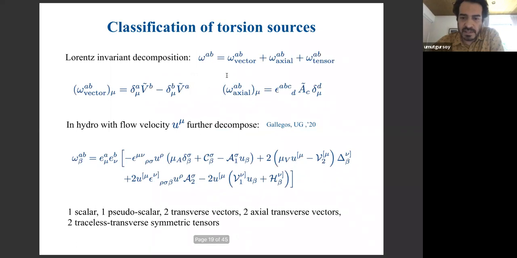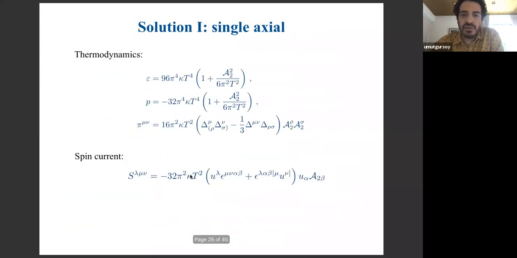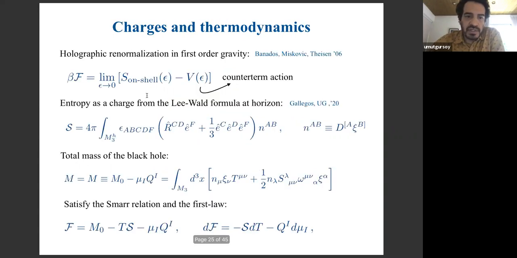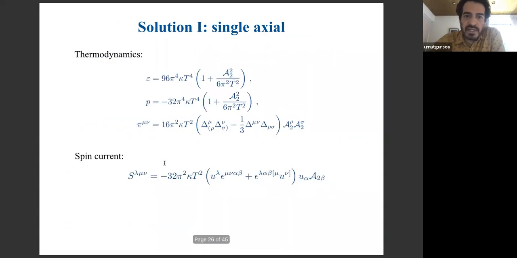as this vector A2 here, this one. And all the other sources are set to 0. And the first thing that you see is that you can work out the thermodynamics by using these equations. And what you find is that this is a conformal fluid. Okay, so this P is exactly minus 1/3 of the energy.